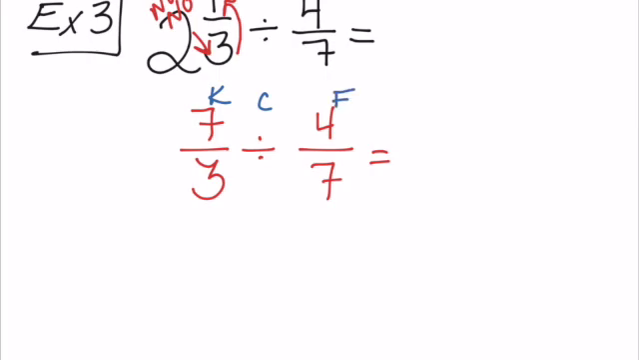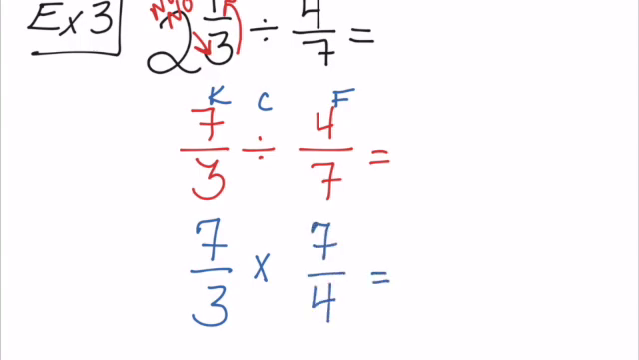And when you're doing quizzes or tests, or you're doing this on assessment, you should write the K, C, and F above there so you remember. It signals your brain. It does something in there in your brain. It helps you remember it. All right, keep the first one, 7/3. Change the dividing to multiplying. Flip the last one. So now it is 7/4.